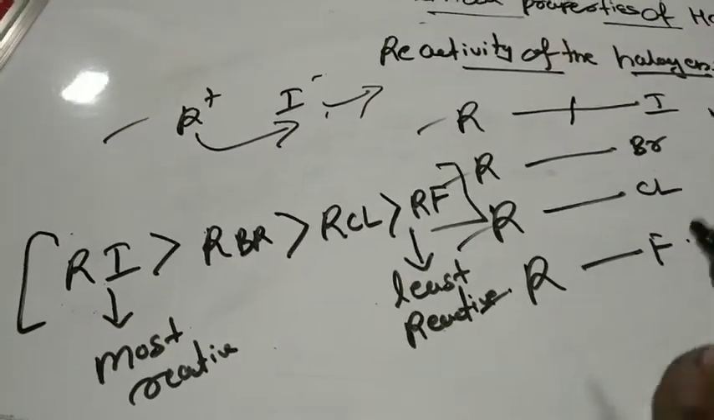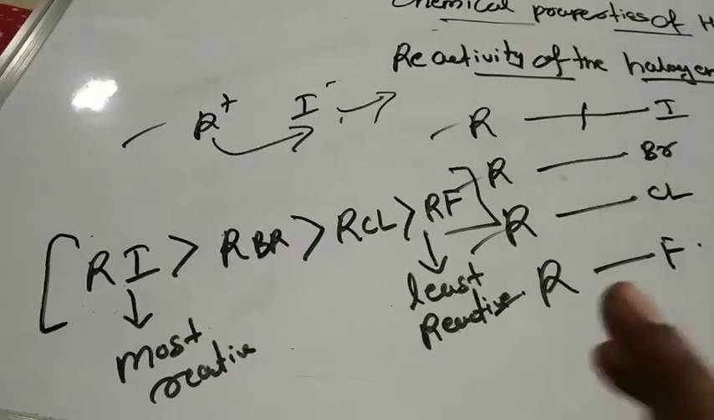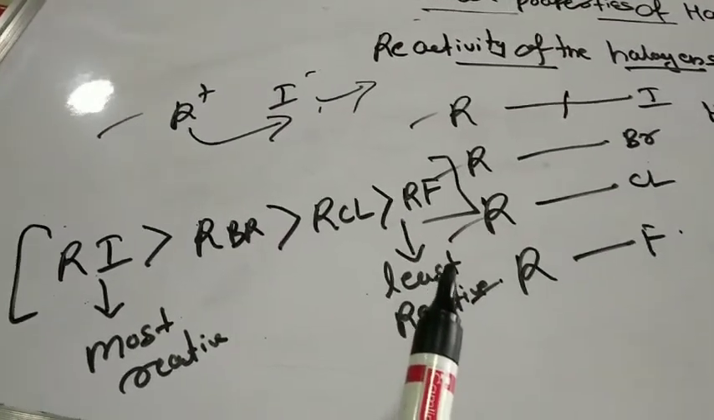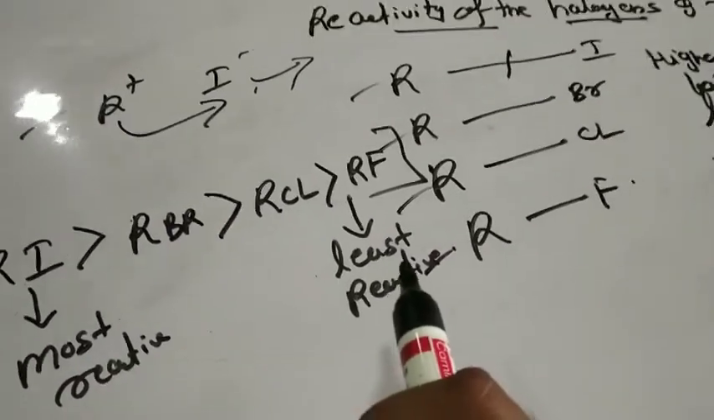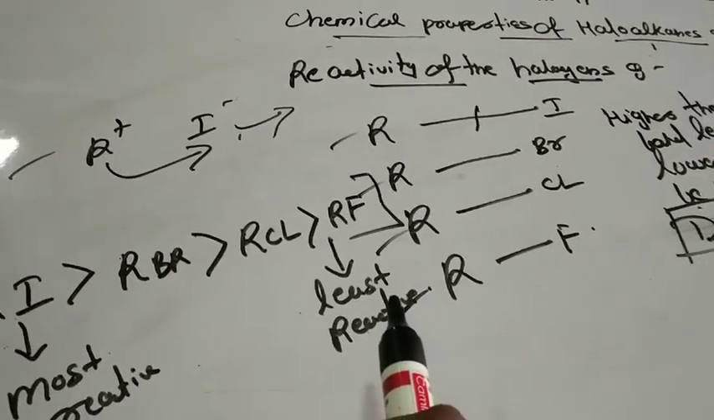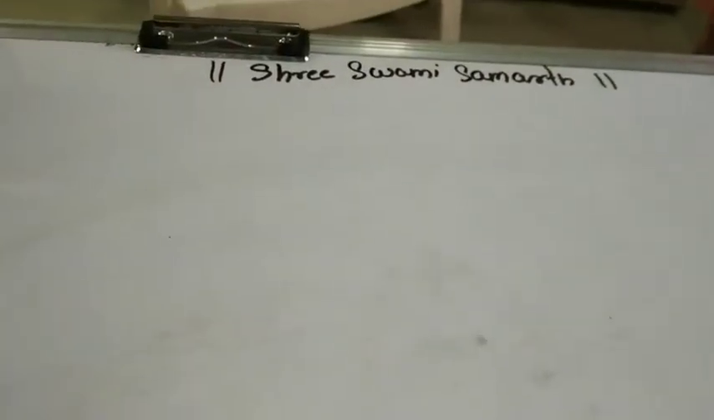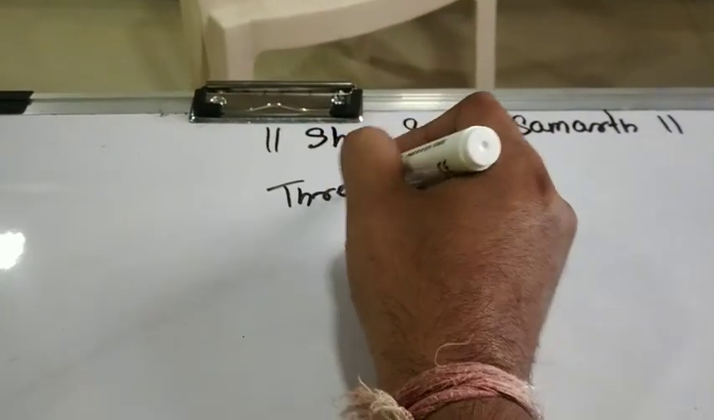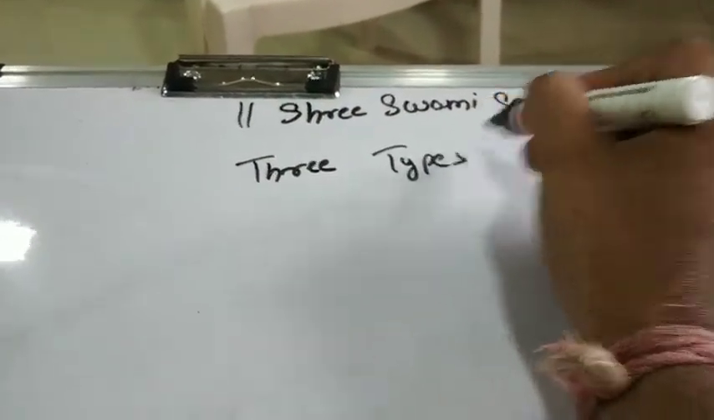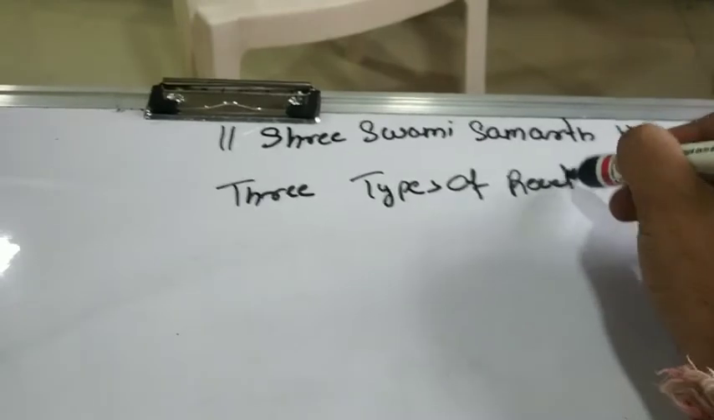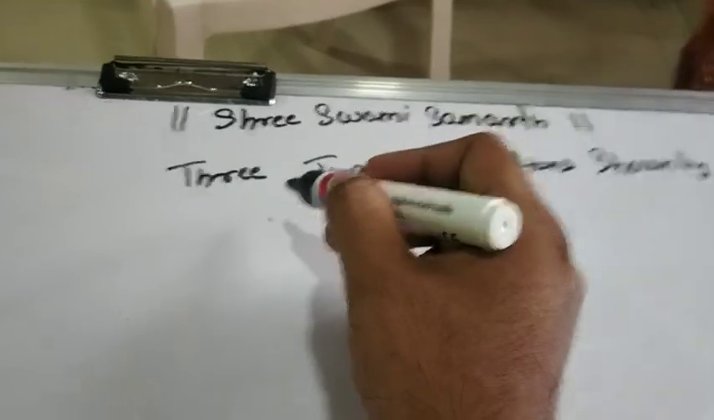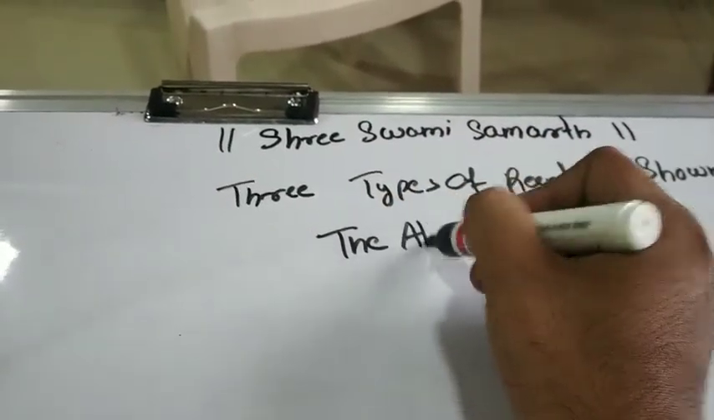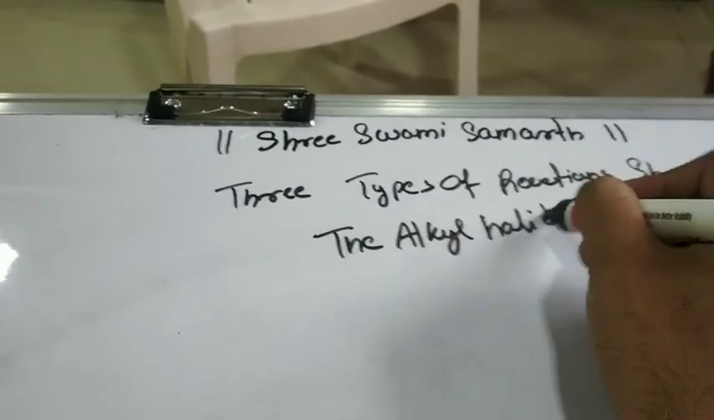So my dear students, before going for the chemical properties, you should know the basics: what are the factors of reactivity, which is highly reactive and which is less reactive, and what are the particular substrates and reagents used in the reaction, right? So this is the concept of the chemical properties of the haloalkanes. Okay, my dear students, there are basically three types of reactions shown by the alkyl halides. So what are those three kinds of reactions?